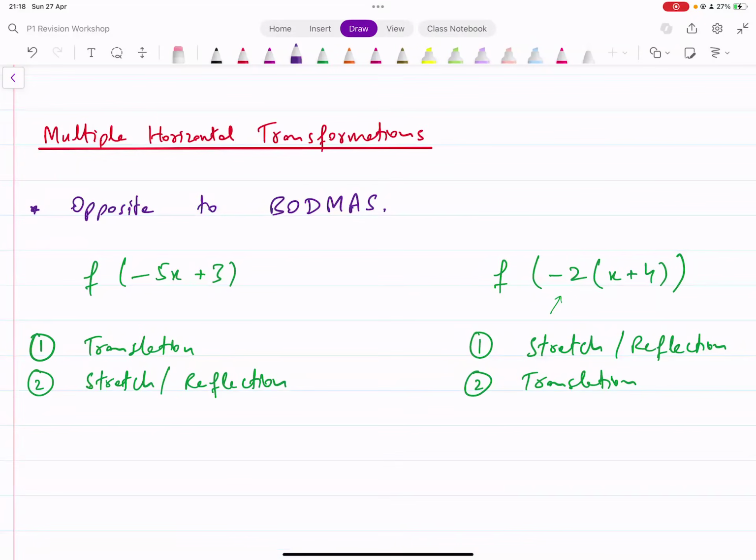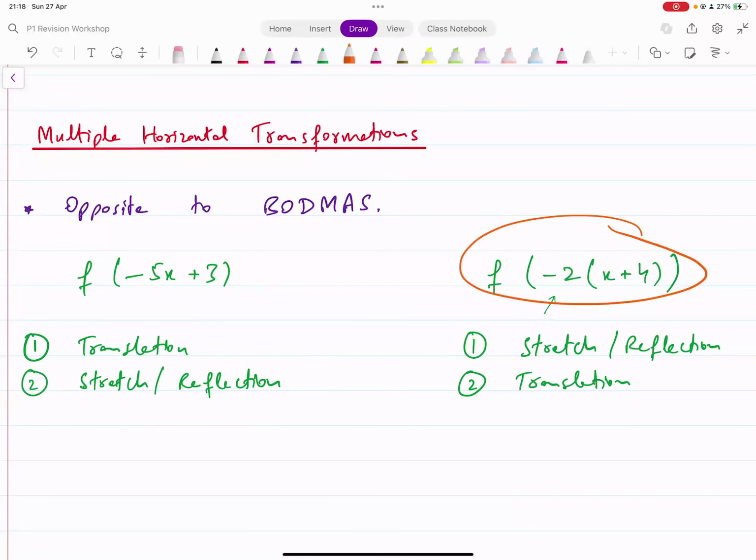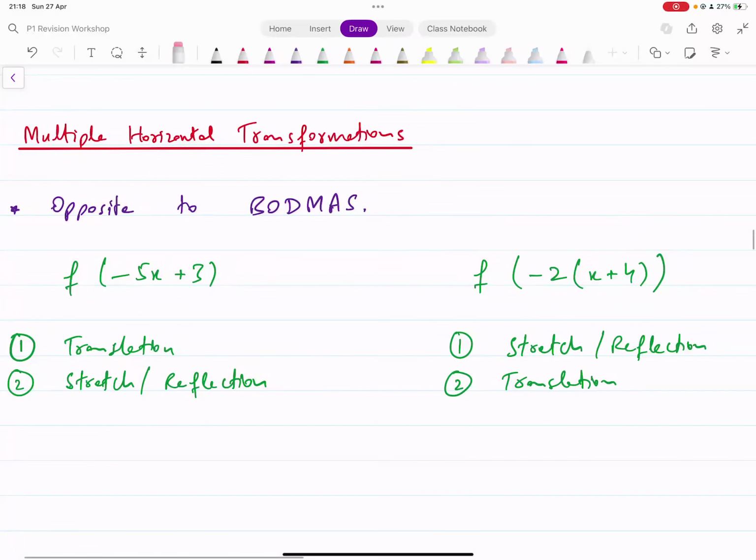So for example, in this case, you have f of -5x plus 3. Now, what does BODMAS say? BODMAS says that you would multiply by -5 first and then add 3. In horizontal, you do the opposite. You say, no, you'll do this first. That means you apply that translation first. And then after that, you do stretch. Okay. If you have something like this, that's the most complicated, the most confusing one.